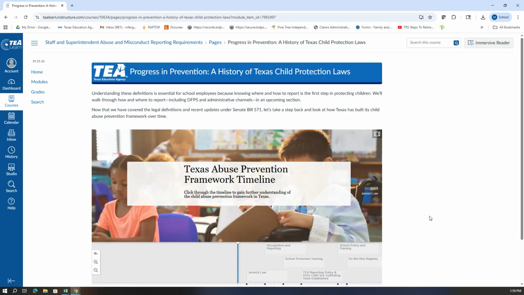The progress and prevention, a history of Texas child protective laws. Understanding these definitions is essential for school employees because knowing where and how to report is the first step in protecting children. We're walking through how and where to report, including DFPS and administrative channels in an upcoming section. Now that we've covered the legal definitions and recent updates from Senate Bill 571, we're going to take a step back and look at the history of building the framework to prevent this over time.